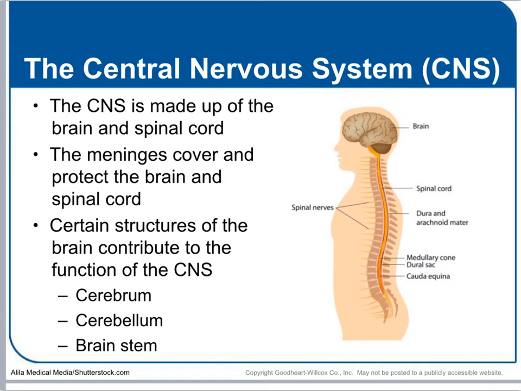Certain structures of the brain contribute to the function of the central nervous system. You have the cerebrum, the cerebellum, and the brain stem. The cerebrum is the largest part of the brain, and it's in the front, so it's like your forebrain. It houses the nerve center that controls all your sensory and motor activities and your intelligence.